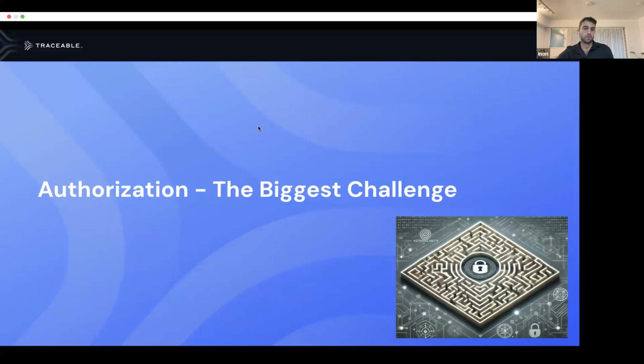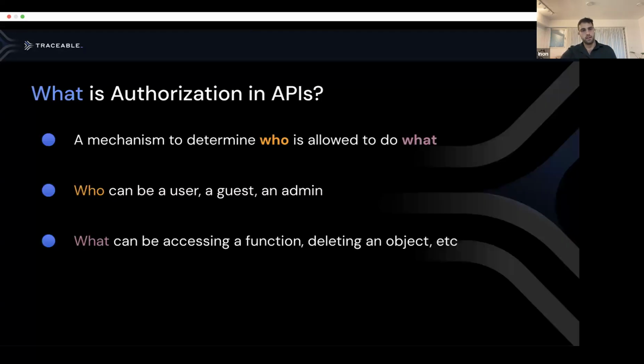I want to start with authorization. This is by far the biggest challenge of API security, and most of the breaches that we see today in the news when it comes to APIs are related to authorization problems. And authorization, to be honest, is a very big field. It's not just one category of vulnerabilities, because it's kind of an abstract concept. And this is why we have a few different items on the list that are related to authorization.